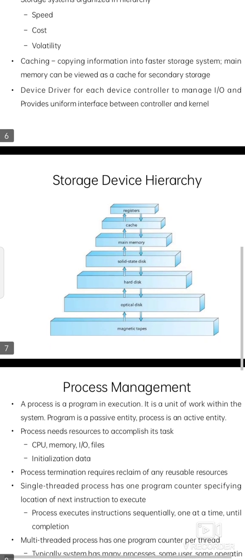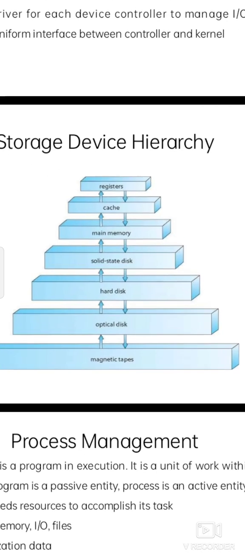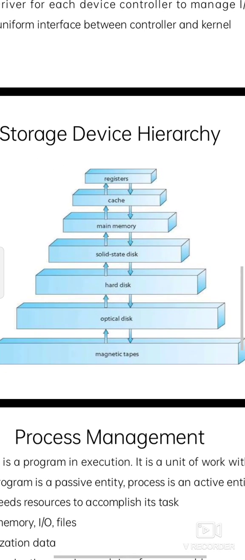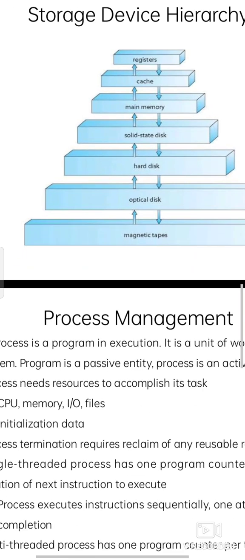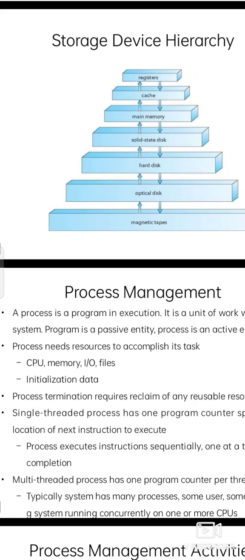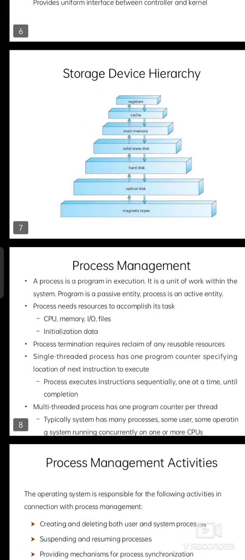This is the storage device hierarchy. Based on the cost, it will be allocated. The registers are high cost, and they are also very fast. The access is very fast. After that, the cache memory. After that, the main memory. Accessing data from cache memory is faster than from the main memory. And then solid state disk, hard disk, and then optical disk, magnetic tape. This is nothing but our storage devices. In order to execute the program, we need some data.